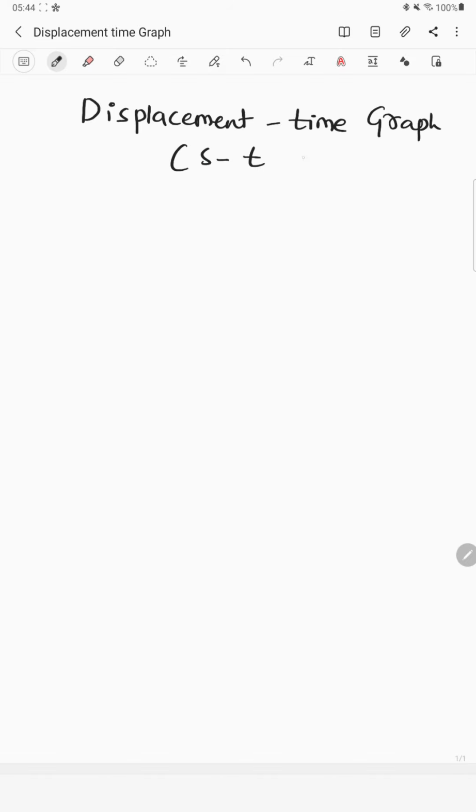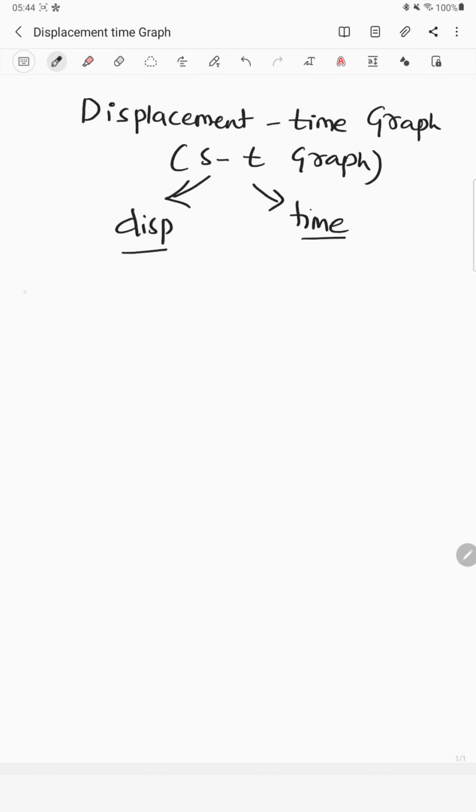In this video, we'll discuss the displacement time graph. You must have heard both the words: one is displacement, another is time. So let us discuss the displacement time graph. These are also called ST graphs. Why is it called an ST graph? S means displacement, that is the symbol, and T means time, so that's why it is the displacement time graph.